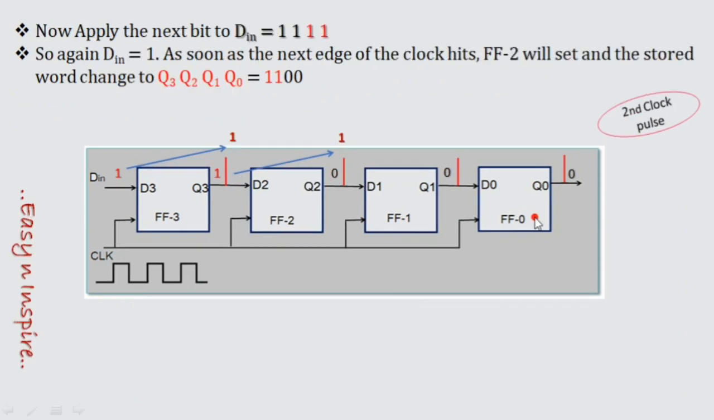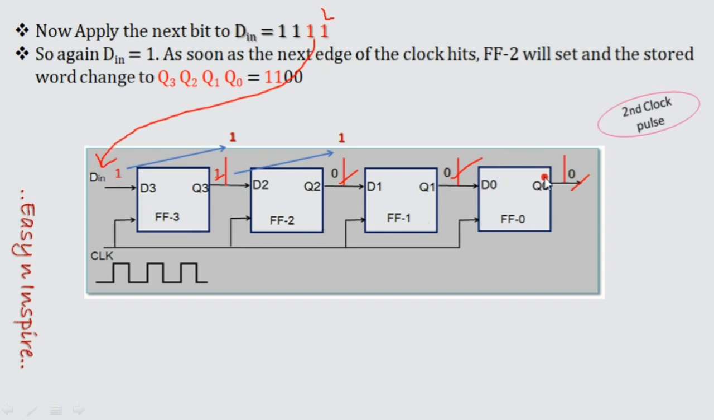Now we'll see after the second clock pulse. After the first clock pulse, my output is 1, 0, 0, 0: Q3, Q2, Q1, Q0. My outputs I have entered here. And now I am giving this second 1 as input. So this bit is already entered in the first clock pulse. Now during the second clock pulse I am applying this second 1.